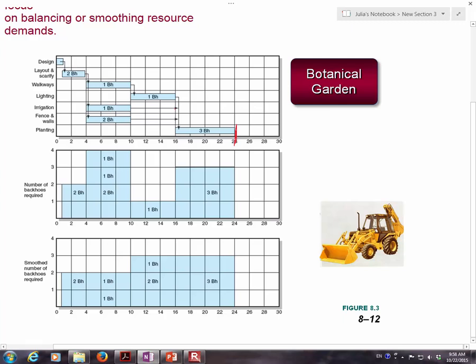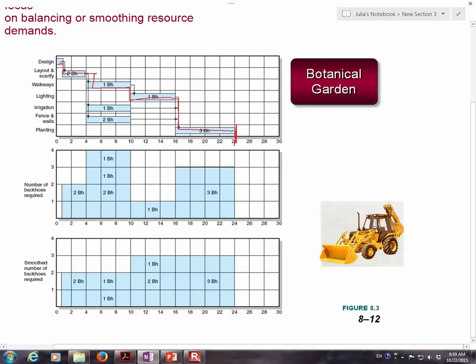So the critical path in this botanical garden project should be design, to layout and scarify, to walkways, to lighting, and then to painting. So this is the critical path.